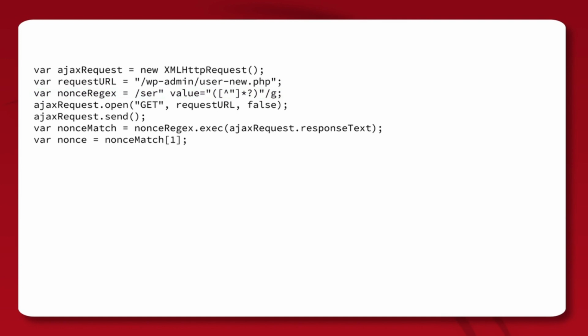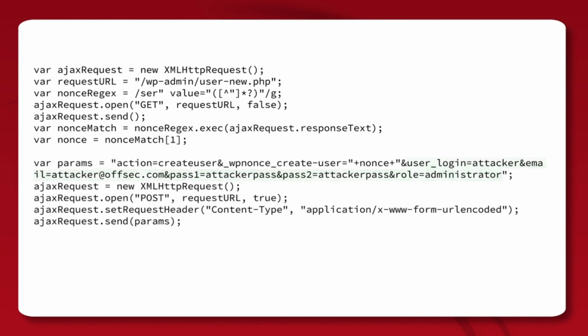Now that we've dynamically retrieved the nonce, we can craft the main function responsible for creating the new admin user. This function includes the new backdoored admin account just after the nonce we obtained previously. If our attack succeeds, we'll be able to gain administrative access to the entire WordPress installation.